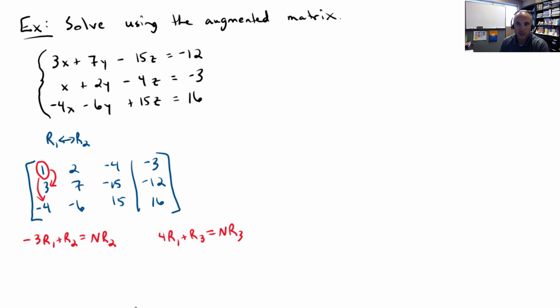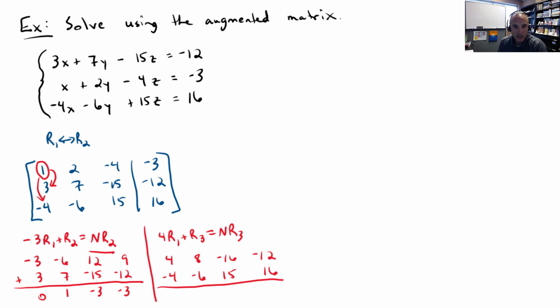All right, let's do both row operations. I went ahead and multiplied row 1 by -3, copied row 2. Now we're going to add these together to get 0, 1, -3, -3. That's going to be our new row 2. Now I multiplied row 1 by 4, and I've copied row 3. When we add those together, we get 0, 2, -1, 4. That's going to be my new row 3. So I'm going to write my new augmented matrix, keeping my row 1 the way it was, and copying my row 2 and row 3.